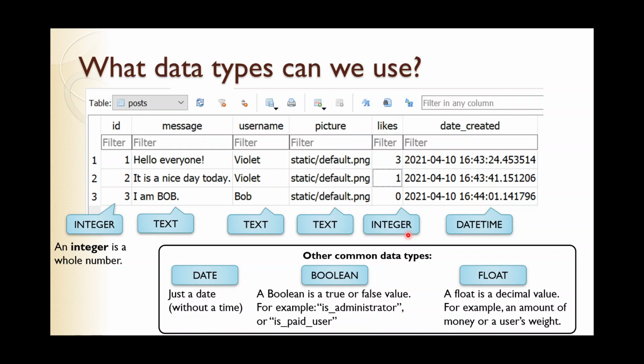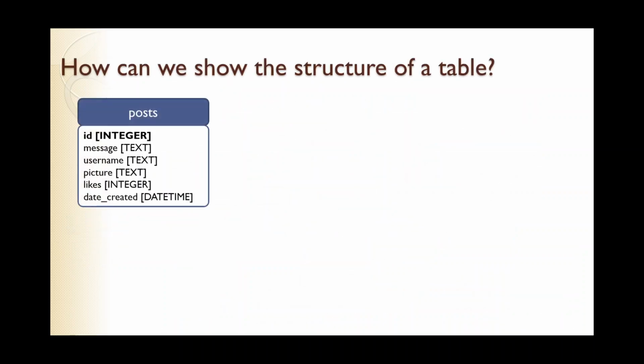Now, it would be nice if I could show all of the information about the structure of my site, of my database, I should say, without worrying too much about example data here. And for that, we use something else. We're going to use what's called an entity relationship diagram.